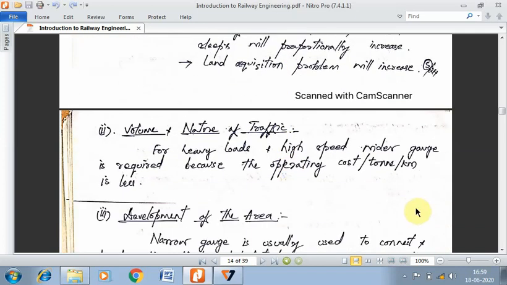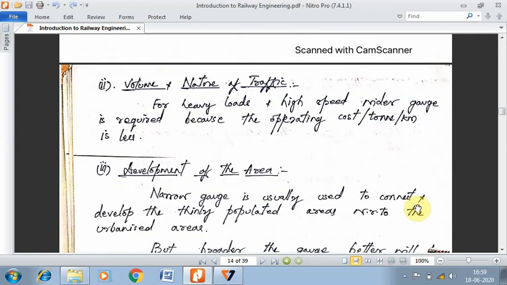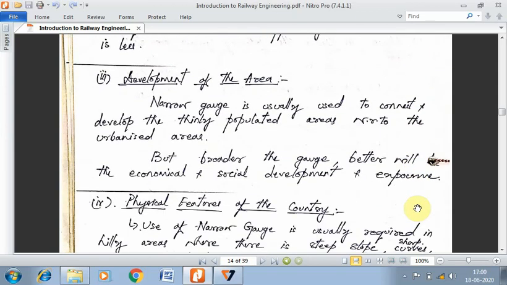Then about volume and nature of traffic. If you have heavy traffic or a high speed corridor where you will be having a lot of trains moving around, it would be appropriate to use a broader gauge. If you have greater traffic, obviously you will be opting to use a broader gauge than the smaller ones.